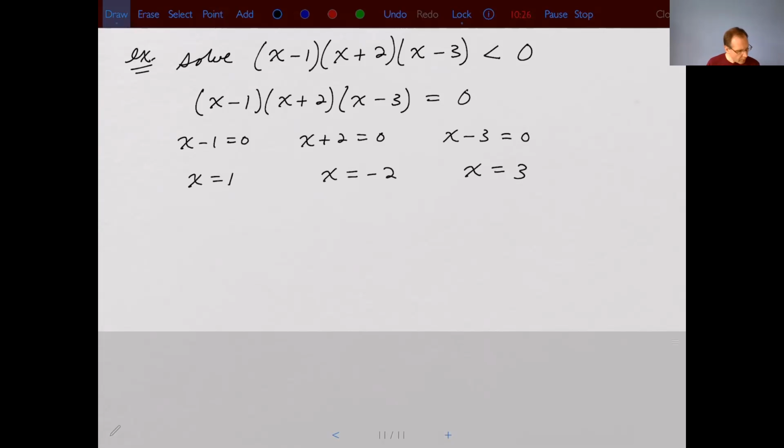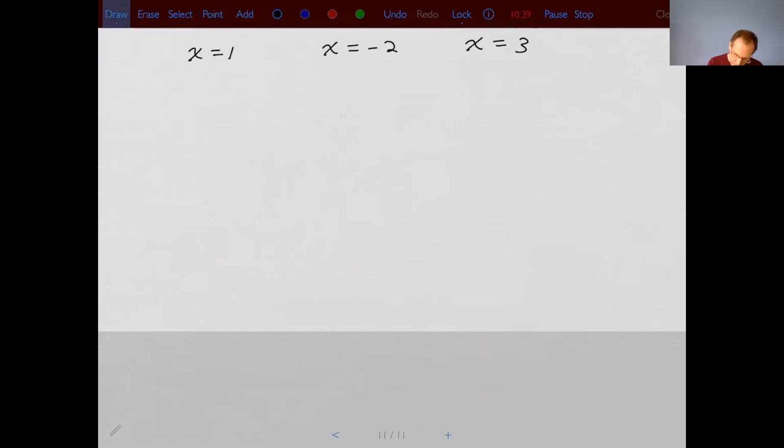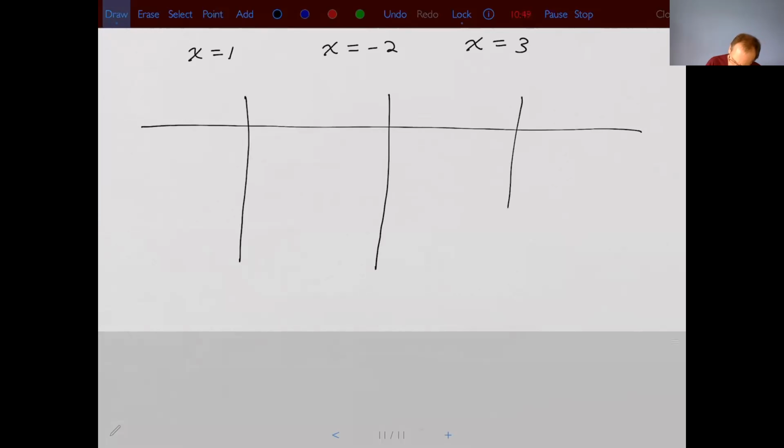Okay, so I'm going to form a table now so I can form intervals and put a test point in each of those intervals and see whether it's true or false. Here's my table. I have 3 roots now, right? So I'm going to have 4 intervals. And you want to do smallest to largest. So the first one is x equals negative 2, then x equals 1, and then x equals 3.